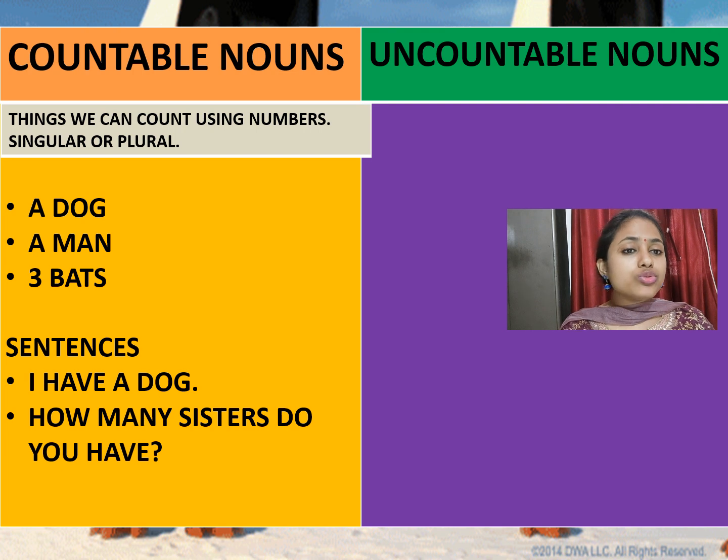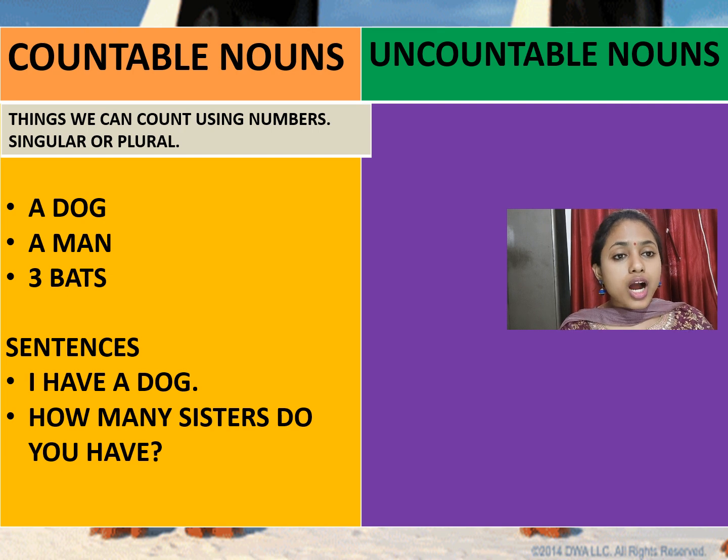Things we can count using numbers. What is the next line saying? It can be singular or plural. If there is only one thing, it will be singular. If there is more than one, it will be plural. Let's see with the help of an example.